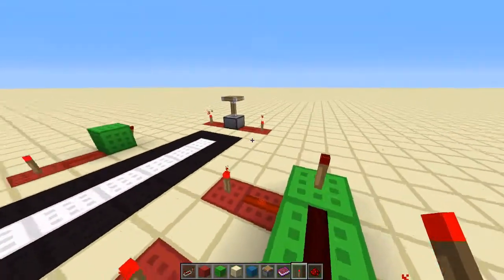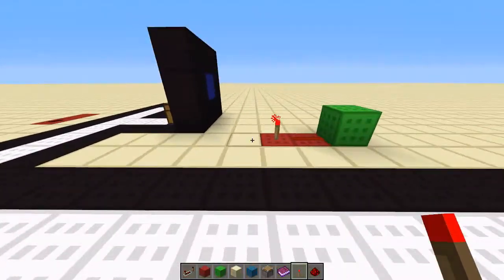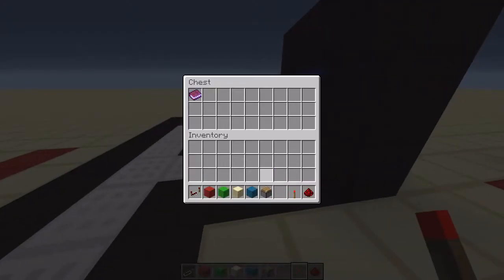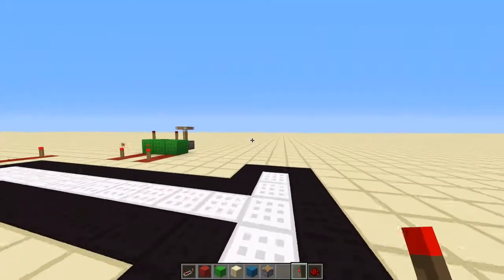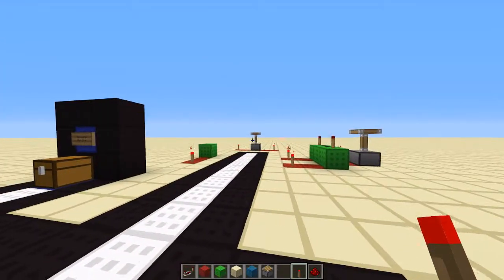So yeah, that's the first part of the Minecraft Computer Quest, Boolean Algebra. Yeah, the Minecraft Computer Quest.